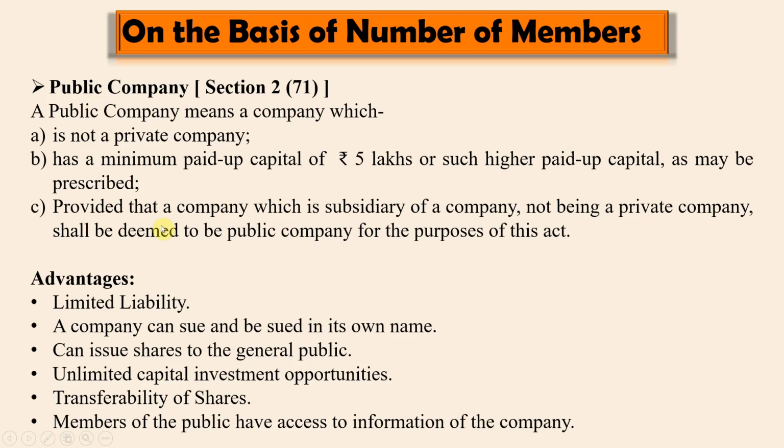And third, provided that a company which is subsidiary of a company, not being a private company, shall be deemed to be a public company for the purposes of this act. So public company basically is that company which is not a private company or which has a minimum paid up capital of rupees 5 lakh, or it can be a higher amount also. So this is the definition given under the Companies Act 2013 under section 2 subsection 71.